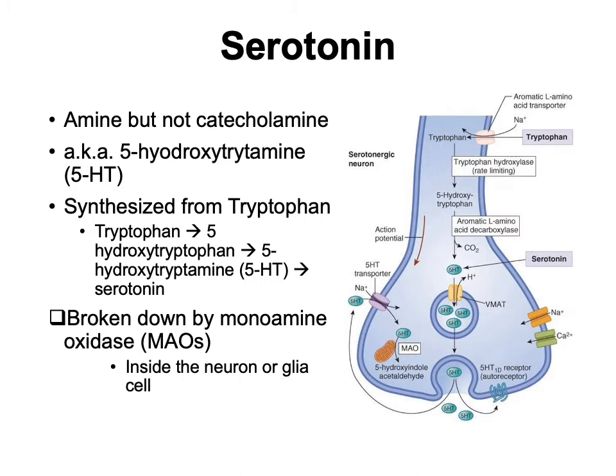Tryptophan will lead to 5-hydroxytryptophan, then it goes into 5-hydroxytryptamine, and then it leads to serotonin. So basically, I really don't care about the steps in between. Just tryptophan makes serotonin. And that is broken down by MAOs inside the neuron or in nearby glia.